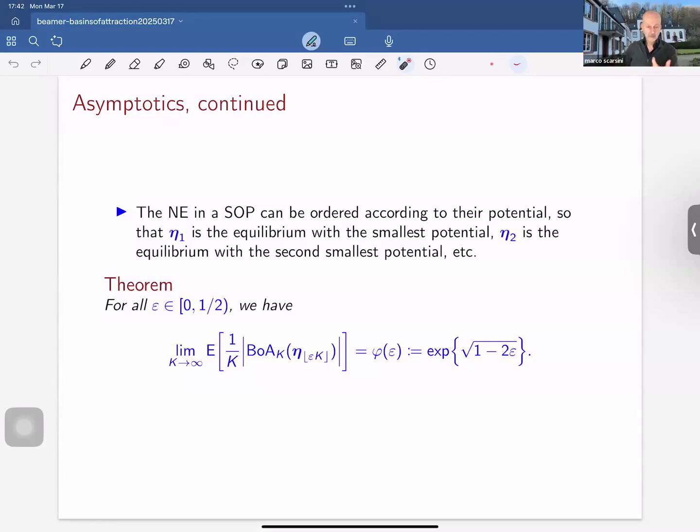And I look at what happens when I order them, and you notice here that I say for all epsilon between 0 and 1/2. Why between 0 and 1/2? Because of what we said before. The number of Nash equilibria concentrates on K over 2, where K is the number of rows or columns. So above 1/2, there's basically nothing. Cannot hope to see equilibria above 1/2. So this is the index of the equilibrium, epsilon K.